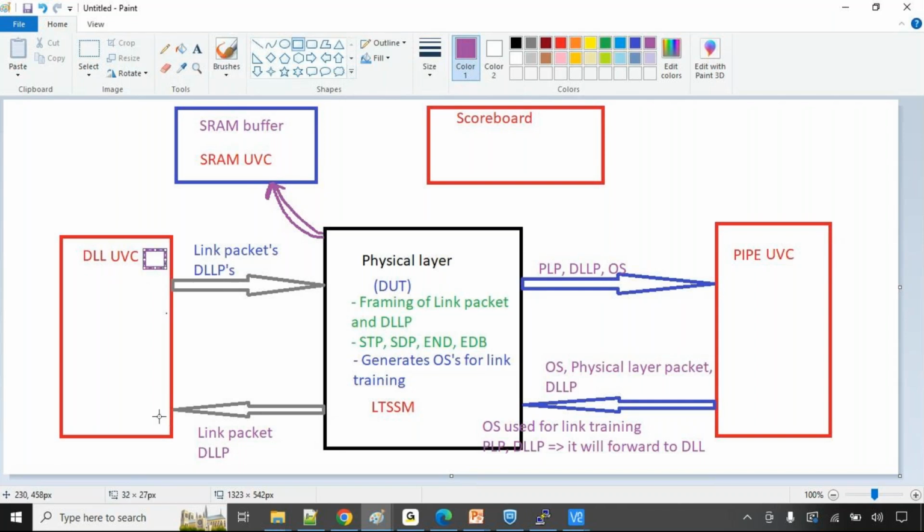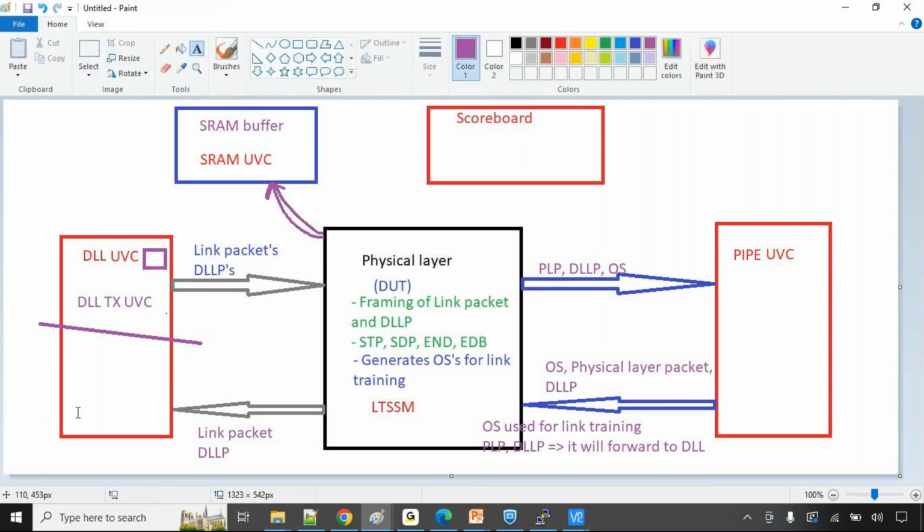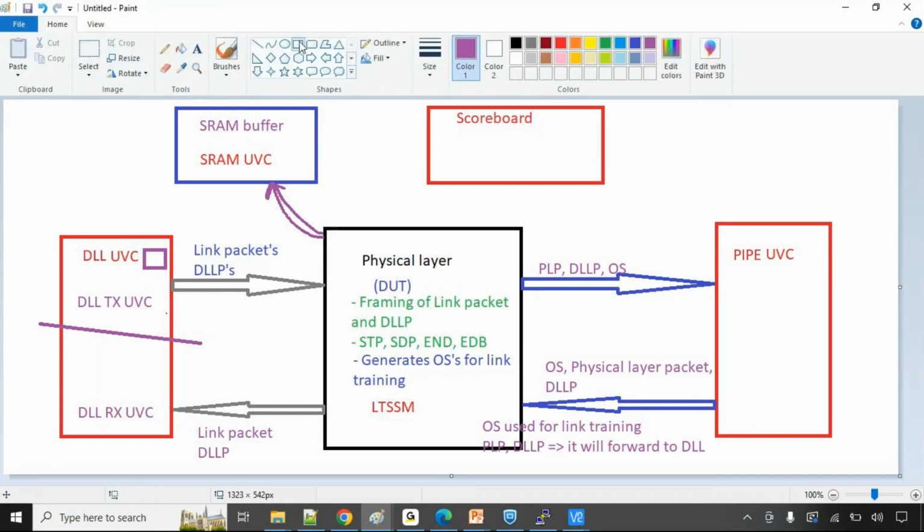If I implement these as two different components, what does that mean? Let's say I call one the DLL transmit UVC and the other the DLL receive UVC. There will be one monitor here and one monitor here, monitors at both places, and a monitor here also, and one more here also. All these monitors finally will get connected to this one.